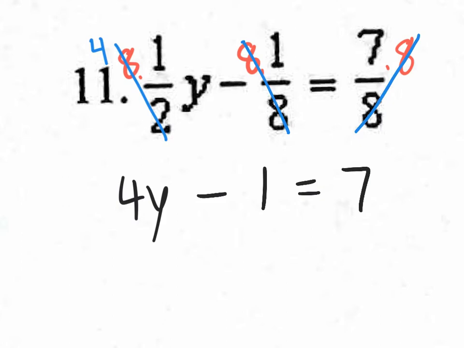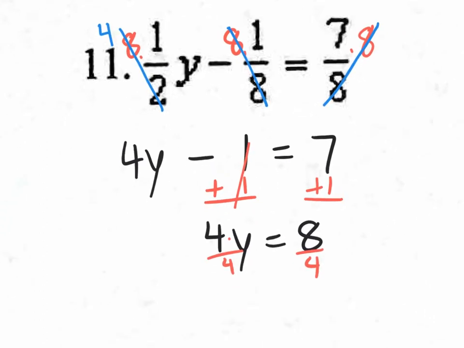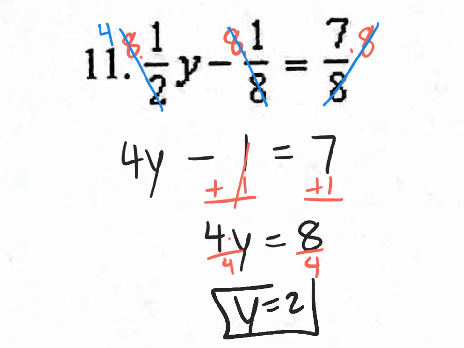So that nasty-looking equation became pretty easy after multiplying by that LCD of 8. So let's now get y by itself. How do I do that? Add 1. 4y equals 8. What do I do next? Divide by 4. Answer? Y equals 2. There you go. Ta-da.